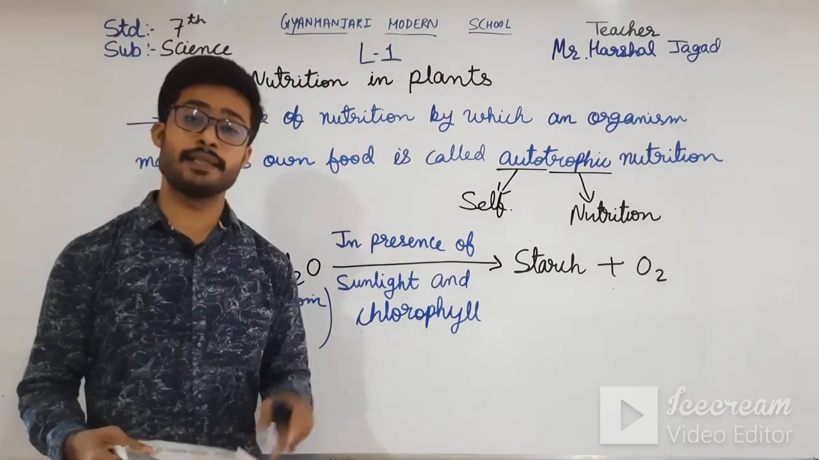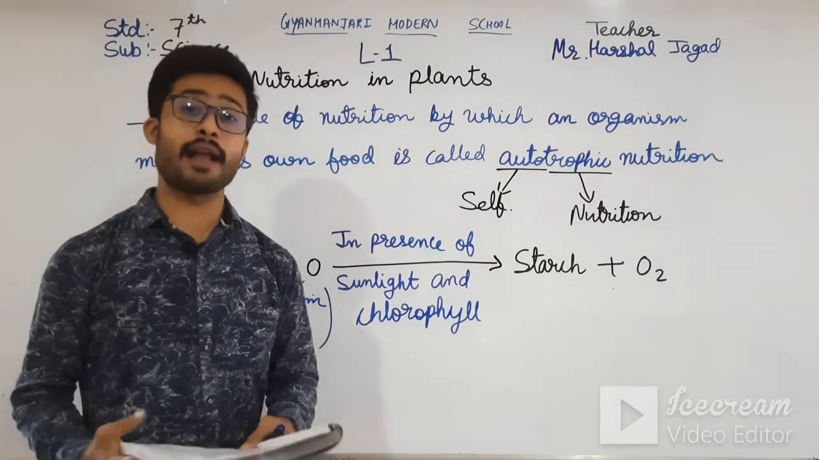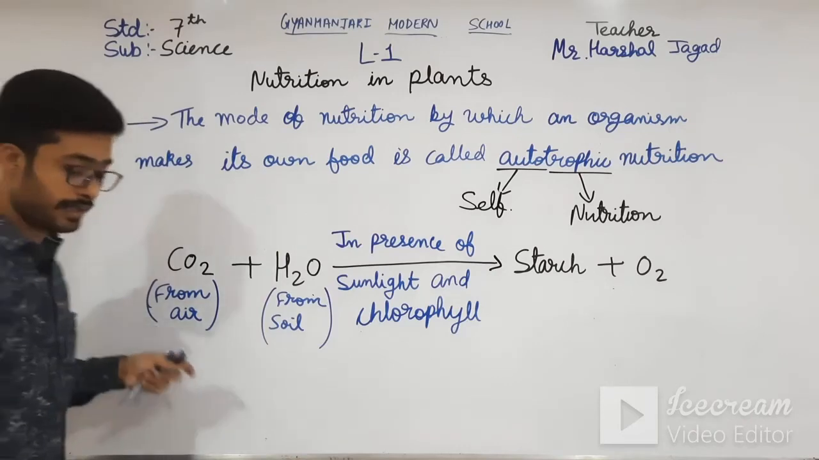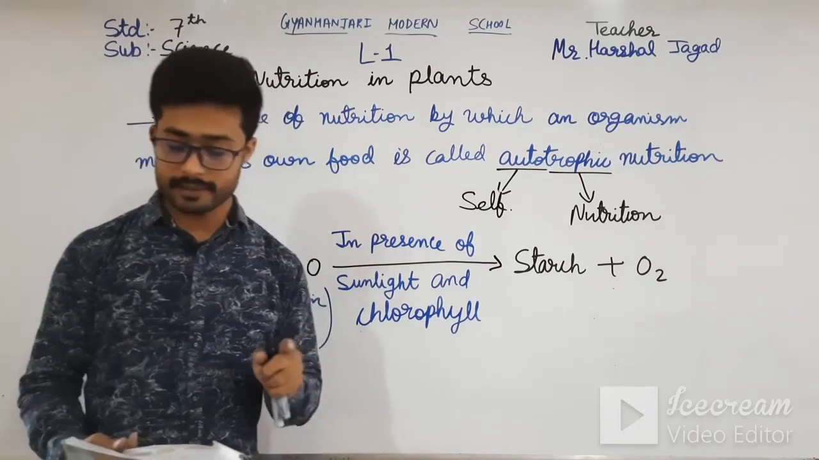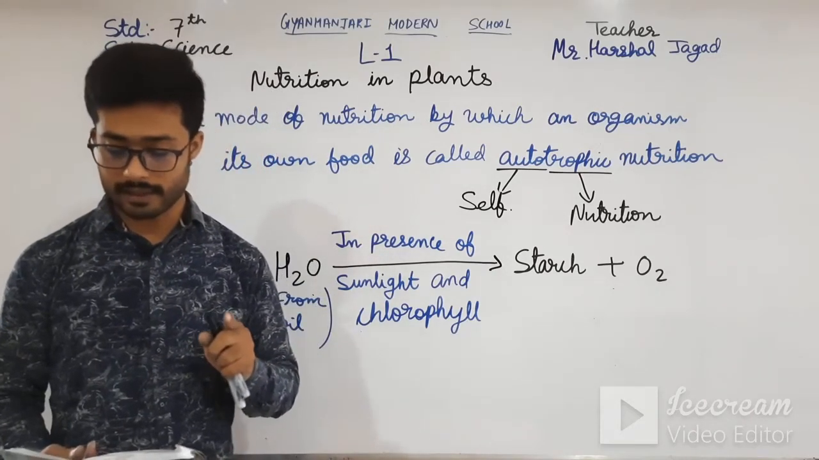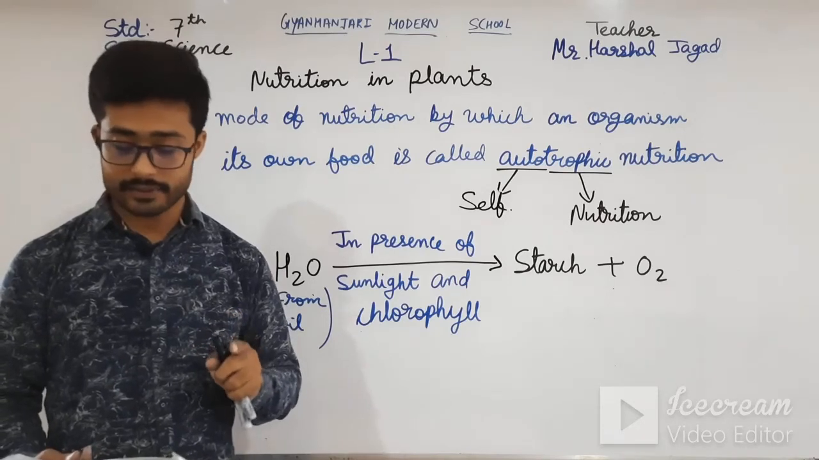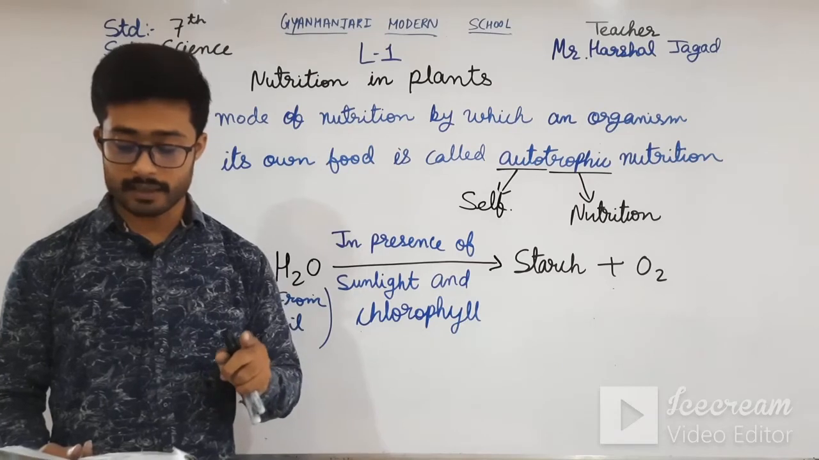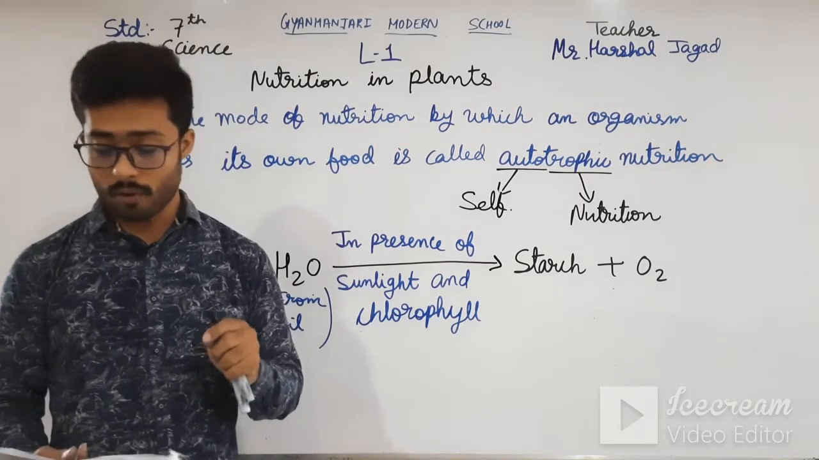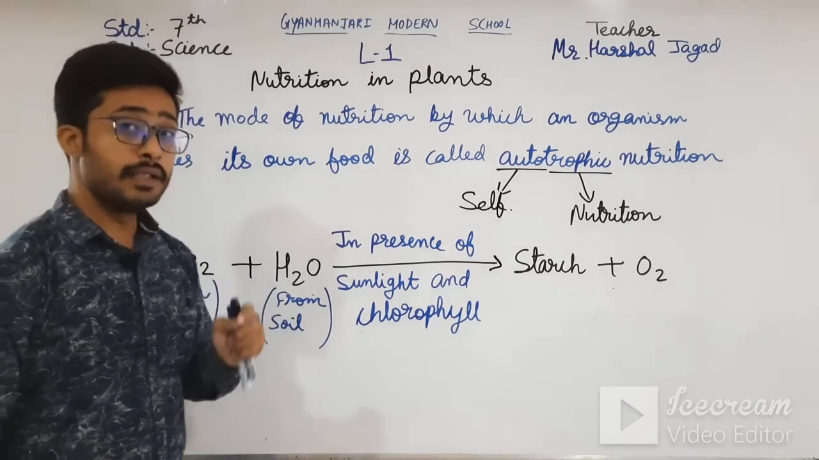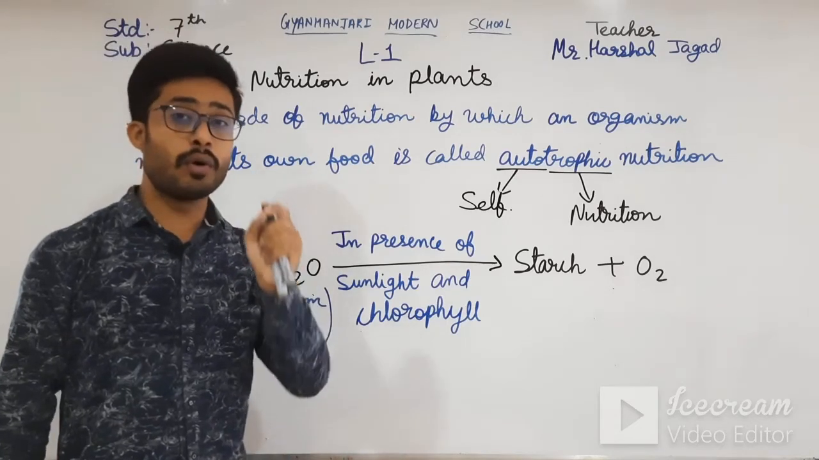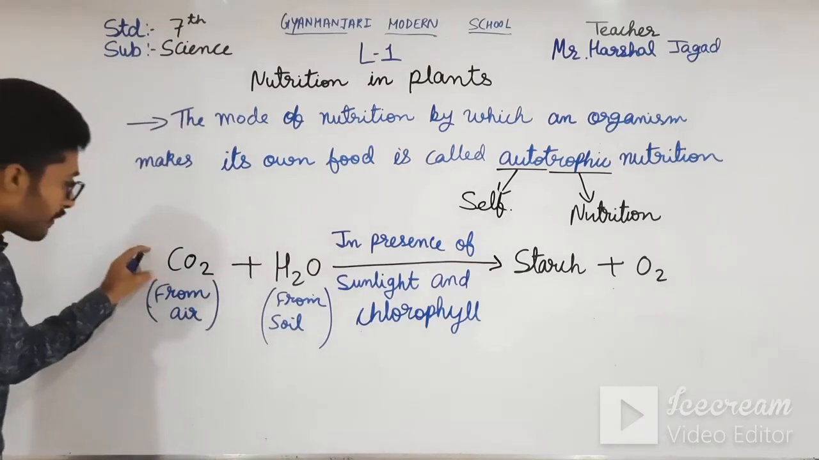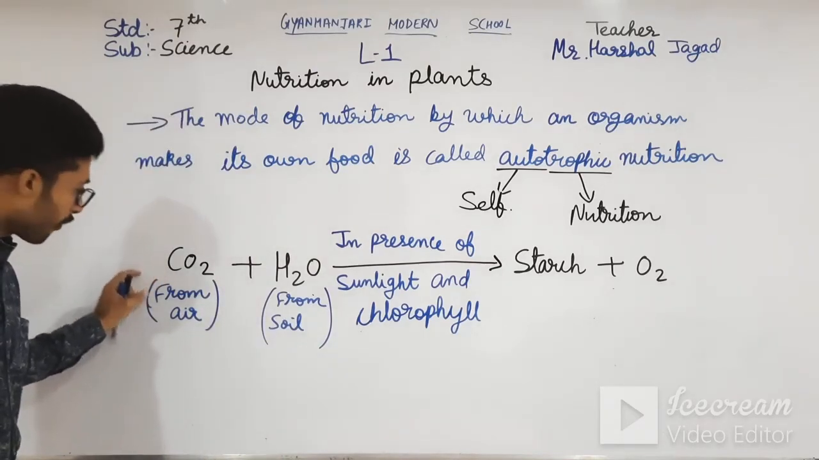First of all, we will see the third condition, which is air. From air, that is carbon dioxide. The presence of air, or more specifically carbon dioxide, is essential for photosynthesis. Carbon dioxide is obtained from the atmosphere through small openings called stomata. In the leaves, there are small holes known as stomata. From there, the carbon dioxide is absorbed from the air.